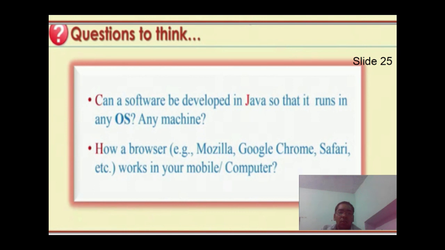So just think about these questions. Can software be developed in Java so that it runs on any OS, any machine? And second, how do browsers like Mozilla, Google Chrome, and Safari work on your mobile or computer?